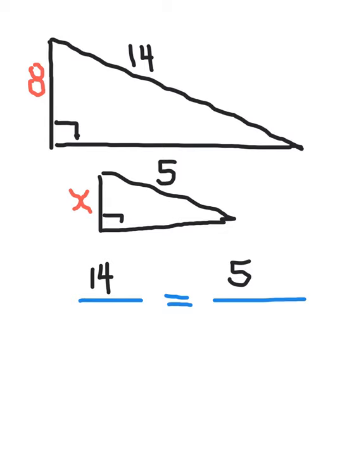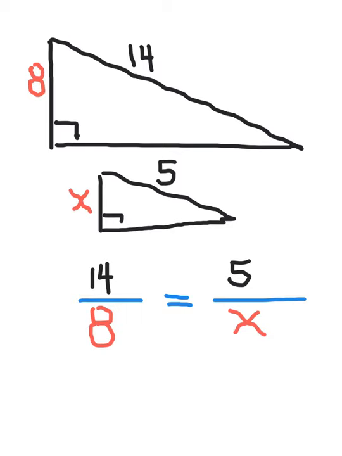Now, on the big triangle, we've got this 8 over here, right? So we'll say, okay, 14 and 8, 14 and 8. So this fraction is kind of like looking at the big triangle, and this fraction is looking at the small triangle. So 14 is the hypotenuse, 8 is the short side. And then on this little triangle, we got 5 as hypotenuse and x is the short side. So we put this bad boy over here, like that.